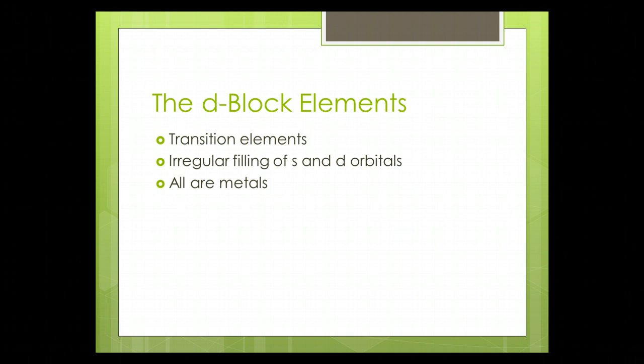All of these elements are metals. They have the typical properties of metals. They are shiny. They have a high luster. They are easily drawn into wires or made into sheets. So they're malleable and ductile.